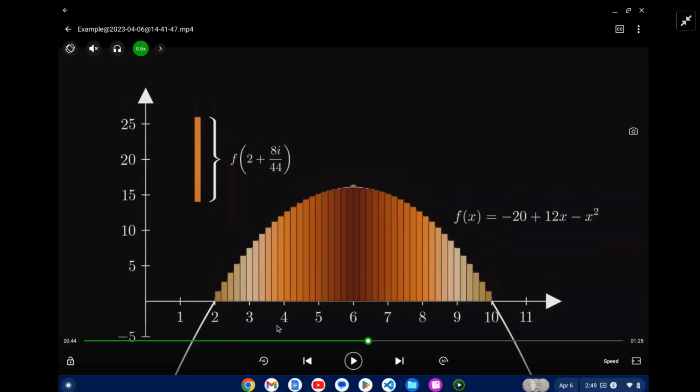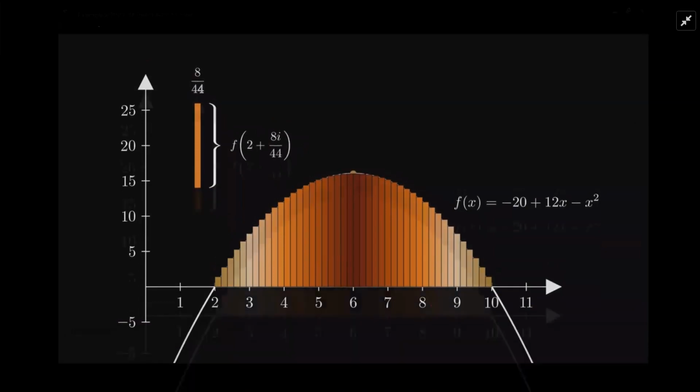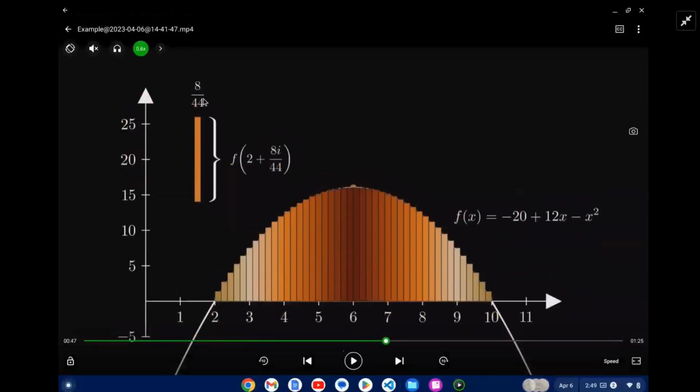Okay. The width, okay, I should explain the 8 over 44. That's the width of the rectangle. So if you look at the first rectangle, it's 2. The right edge is 2 plus 8 over 44. And then 2 plus 16 over 44. Okay. And so it should be clear that the width of each rectangle is 8 over 44. So what we need to do is calculate the area of each one of these rectangles and add it up.